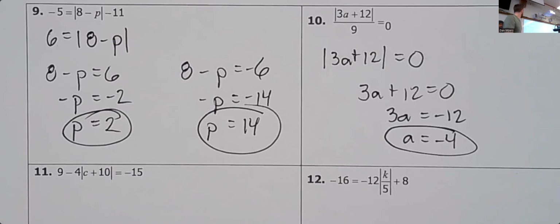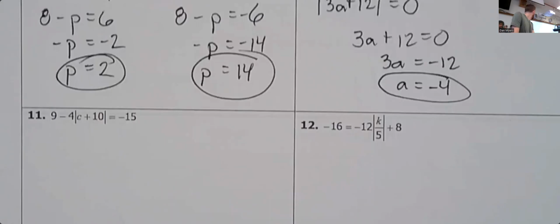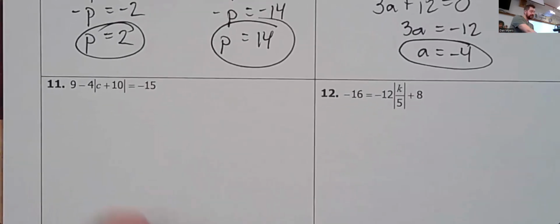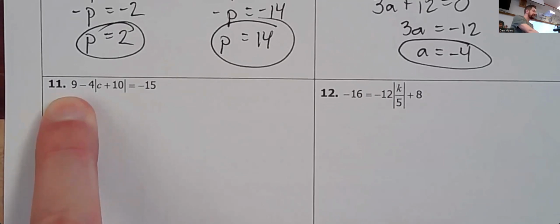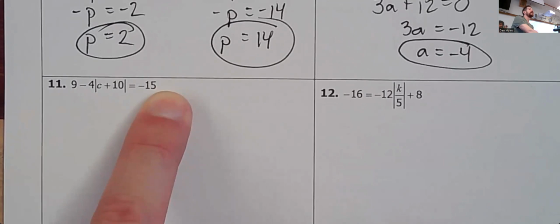Number 9, okay. Are you good with adding 11 to get positive 6 here? That's the first thing we do. Okay. Everything else make sense? Okay. All right, number 11. Let's go ahead and get rid of the 9 first. So we'll subtract 9 from both sides. So what would negative 15 minus 9 be?